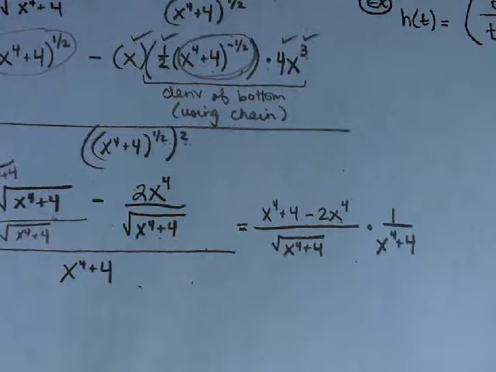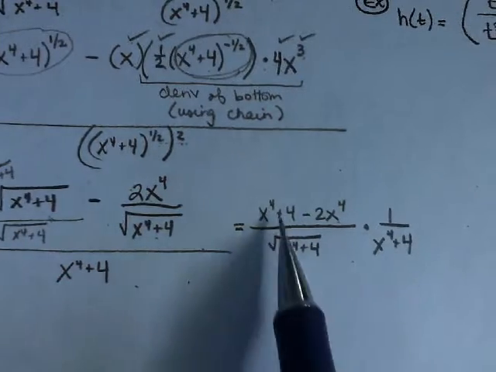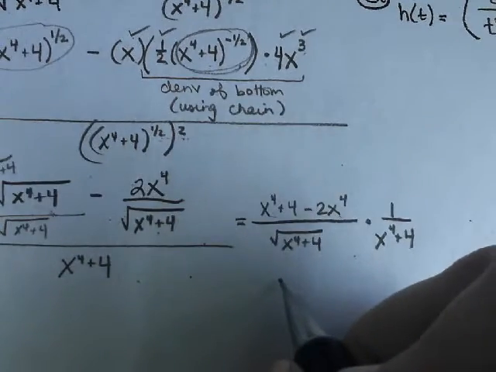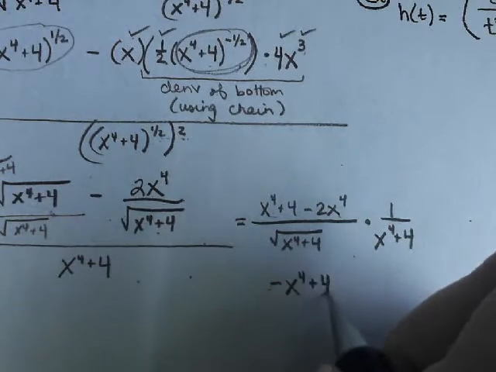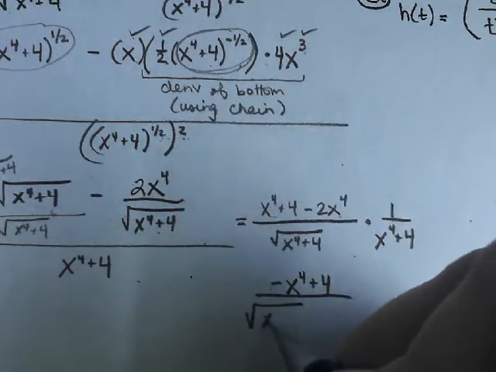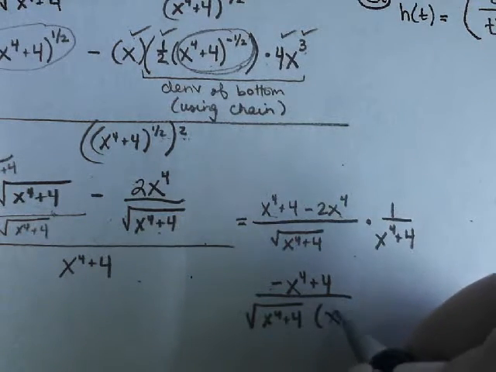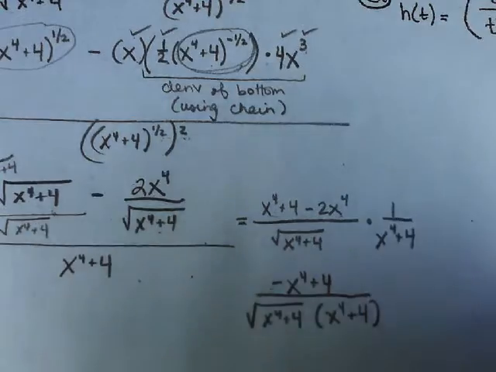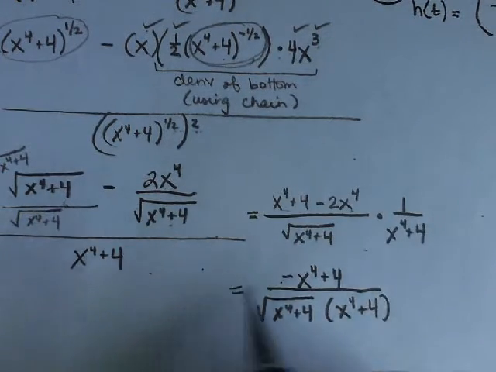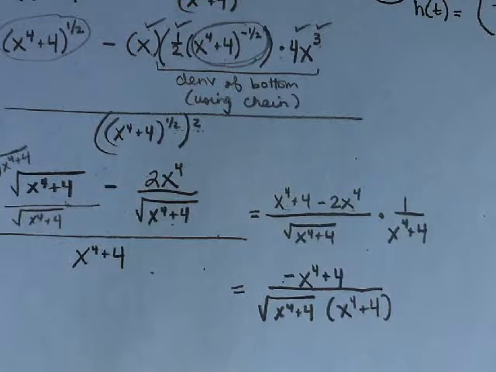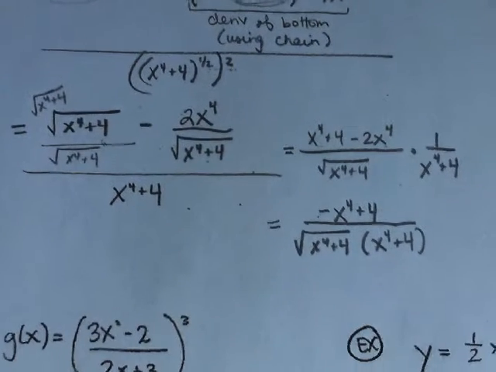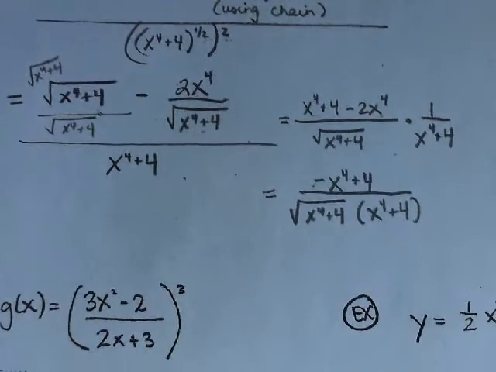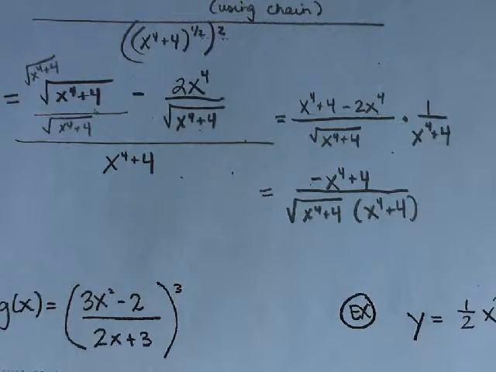If I combine my terms here, I get negative x to the 4th plus 4 over the square root of x to the 4th plus 4 times x to the 4th plus 4. And it's so tempting to want to cancel that x to the 4th plus 4, but I don't think it's working out unless I did something wrong. The only thing I might do from here is rationalize, but that's not going to really do much for me either.